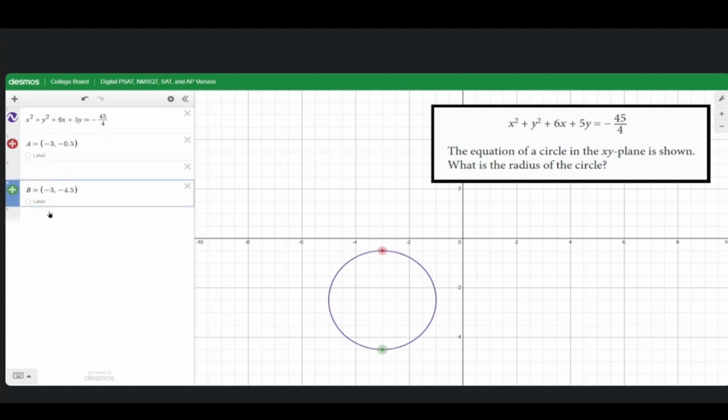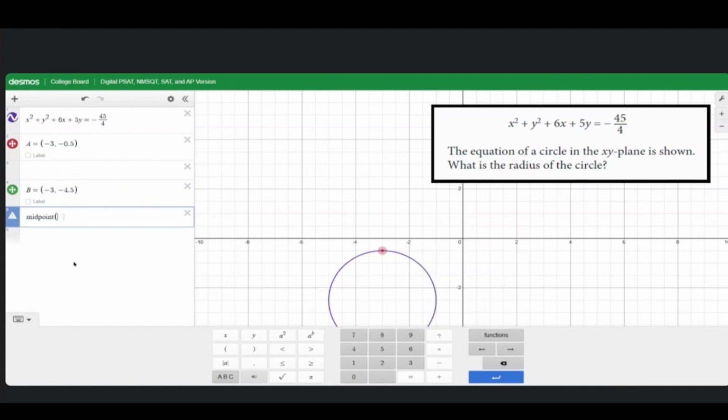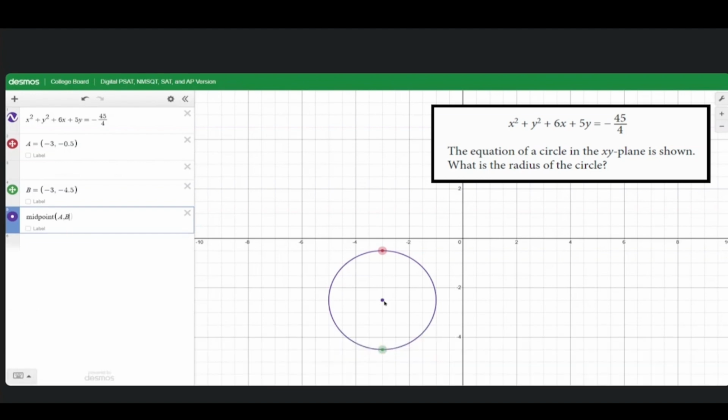Now, if you want to find the midpoint of this, click on a blank row, go in the function, scroll down to geometry, which is right here, and click on the midpoint option. Just type in A, comma B, and it will automatically plot that midpoint for you. But obviously you want to see the coordinates. So click on the label and there you go. It's -3, comma negative 2.5, which is what we got with the mental math as well. So you can choose which one you prefer.